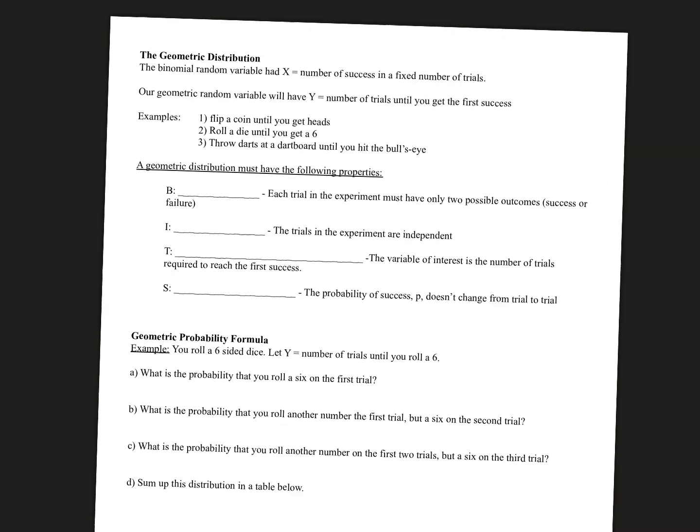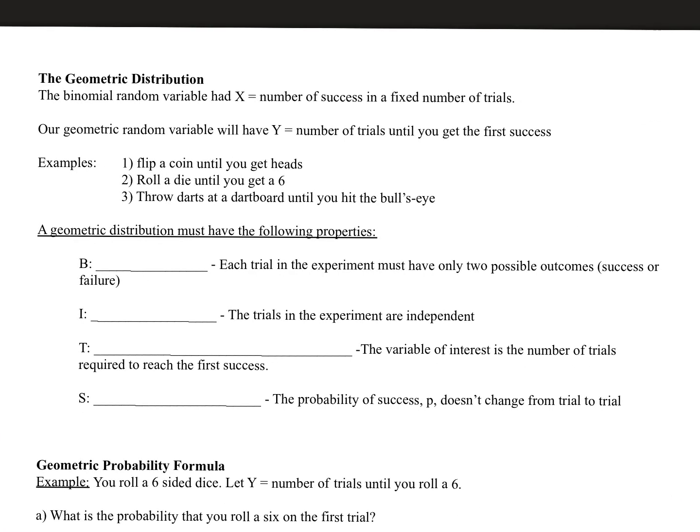The next thing we have to discuss is the geometric distribution. A binomial variable had X equals the number of successes. A geometric random variable has X equals the number of trials until you get the first success. So, for example, flipping a coin until you get heads, rolling a die until you get 6, throwing darts at a dartboard until you hit the bullseye. When we were looking at Calvin, one of the problems, on the very front page, we were talking about whether or not something was a binomial distribution, and we had drawing a card until you get a heart. It wasn't binomial. That's an example of geometric.